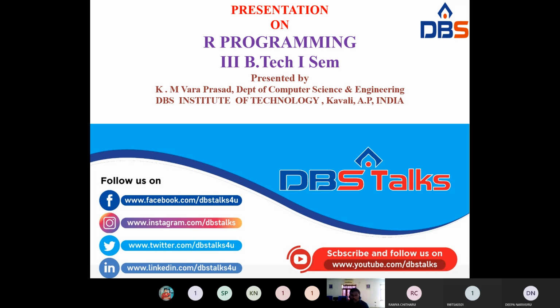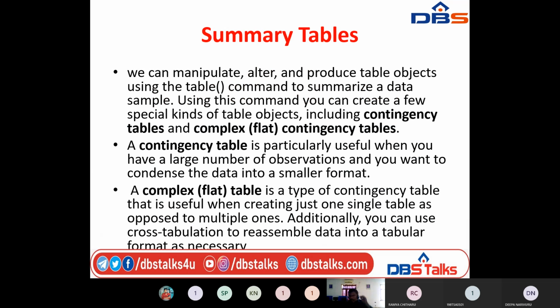In the last class, we discussed the summary tables. Here also, we are discussing them. We are starting with the summary tables, and then we are going for the next classes. What actually is a summary table? We are summarizing the large amounts of data which is available in a vector, matrix, or data frame. Two types of summary tables are there: contingency tables and complex contingency tables.